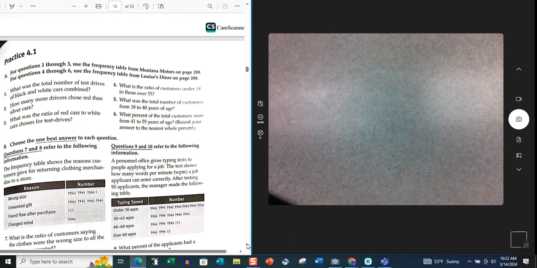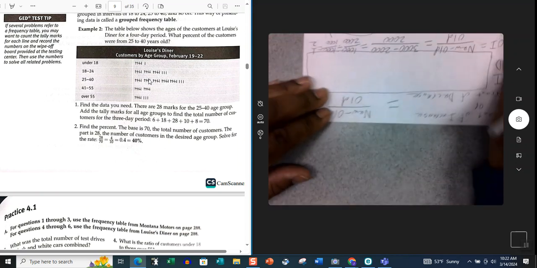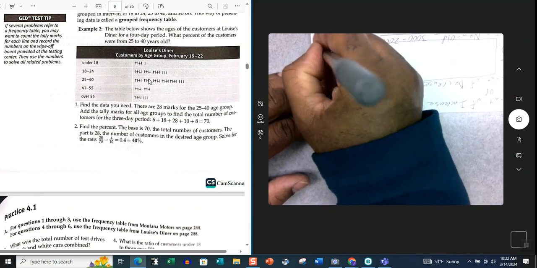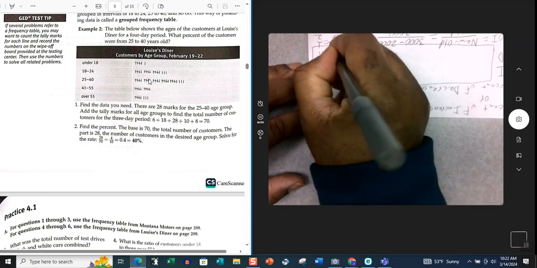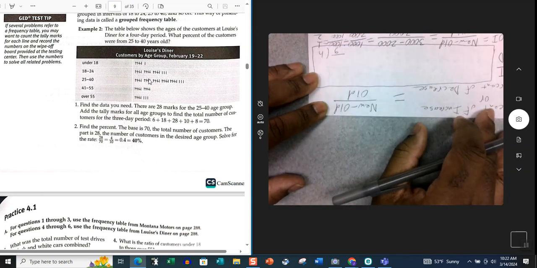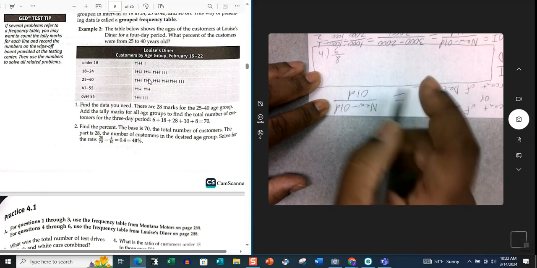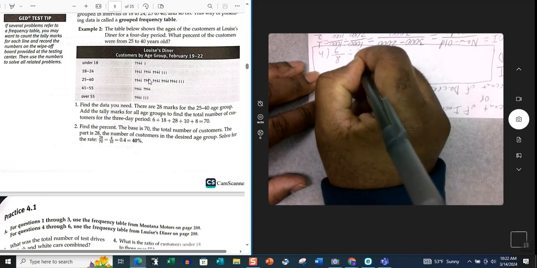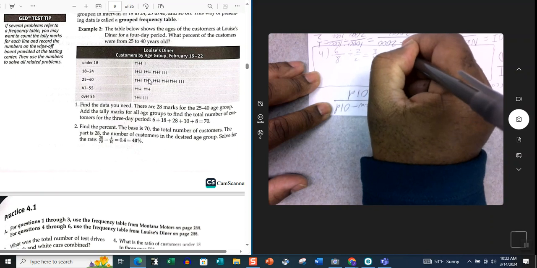It says, what is the ratio of customers under 18 to those over 55? So we go to the second chart. Now we want to do under 18. This is problem number 4. We want to do under 18 to over 55. So that's 6 over 8. And I'm going to assume that they want us to do the colon again. So we would divide both by 2. And this would be 3/4. So our final answer would be 3:4.